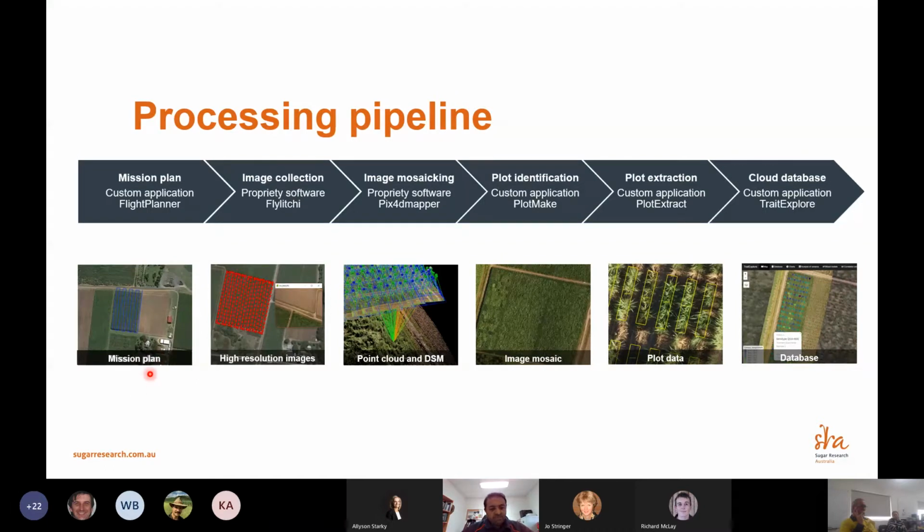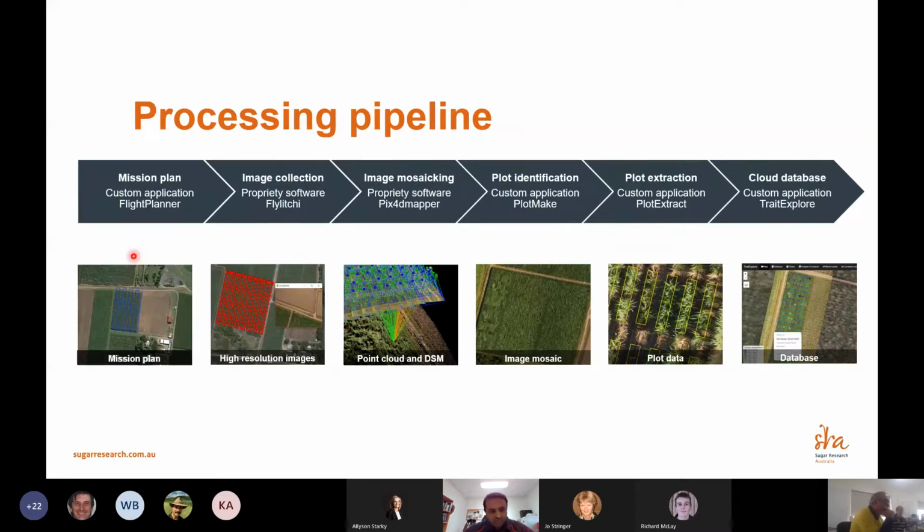So the first step is a mission plan, which is to generate a grid flight path on the field of interest. The objective here is to optimize the flight time, flight speed and the image overlap to make sure we can complete the flight within the drone battery limit of 20 minutes, and also to have high resolution imagery. So we usually aim for a ground sampling distance of 5 centimeters, which means that each pixel in an image represents about 5 centimeters on the ground.